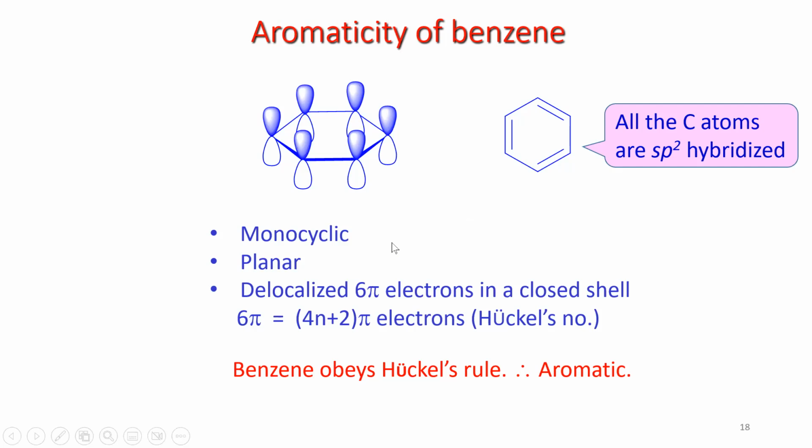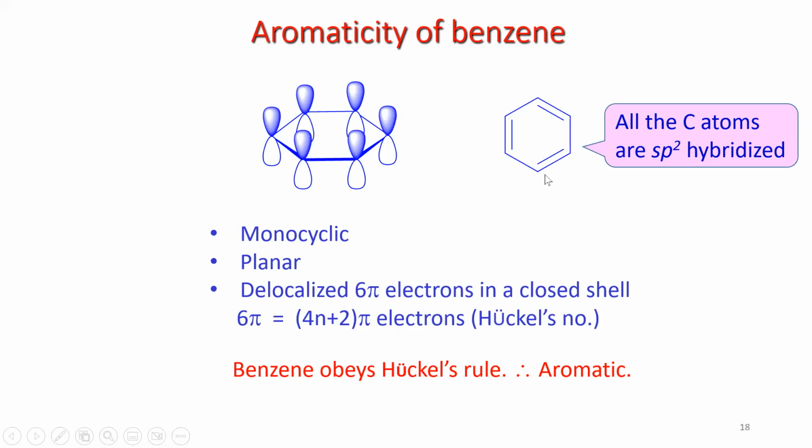So these 6 pi electrons are circulating right around the ring, and we call it a closed shell. So benzene obeys Hückel's rule. It is monocyclic, one ring, and planar. The actual model is a planar structure, and it has 6 pi electrons, which obeys this Hückel number. It is 4n plus 2 when n is 1. N can be any number, right? So when n is 1, 4 into 1 is 4, and when you add 2, you get 6. So it is the Hückel number. So benzene obeys Hückel's rule, and any compound which obeys Hückel's rule is going to be aromatic.